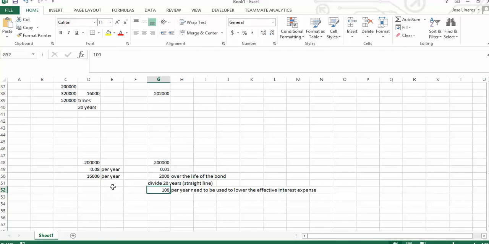Okay, and that's $100 per year. So your effective interest rate is not $16,000 per year. It's lower than that. It's lower by $100 per year. You take the 16,000 minus the 100 and you get 15,900.